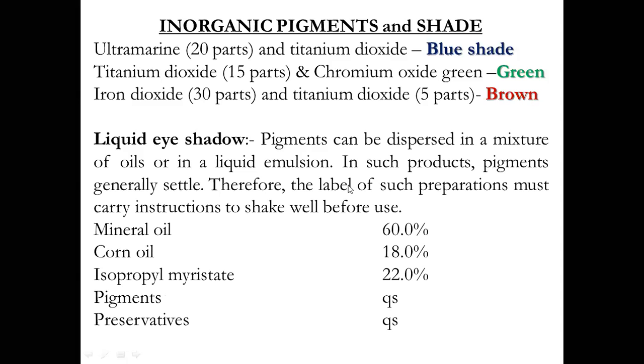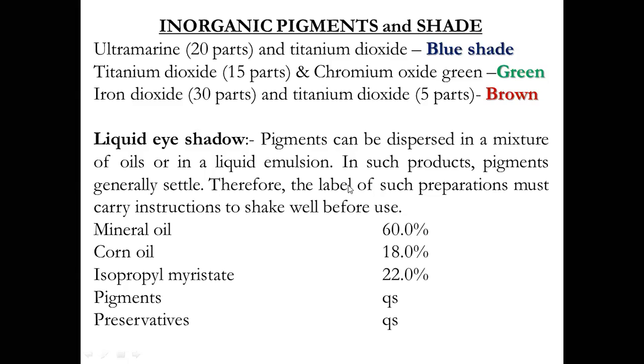Liquid eyeshadow is the next form of eyeshadow preparation after the cream. Pigments can be dispersed in a mixture of oils or in a liquid emulsion. In such products, pigments generally settle. Therefore, the label of such a preparation must carry the instruction to shake well before use.